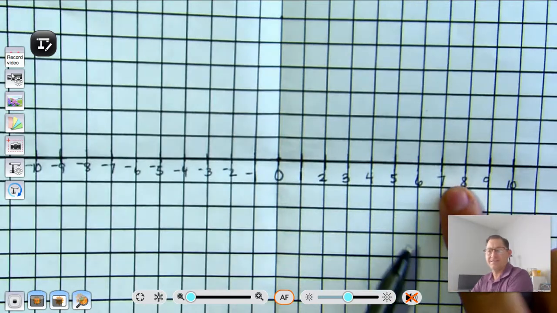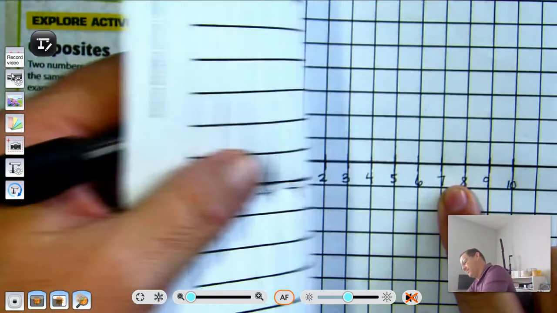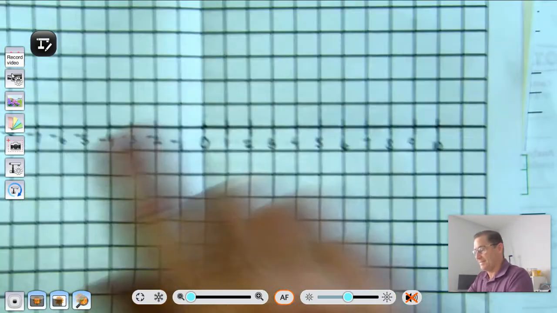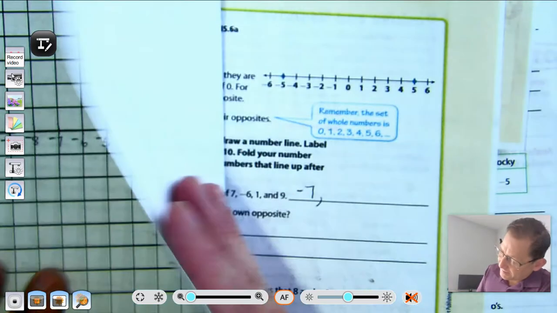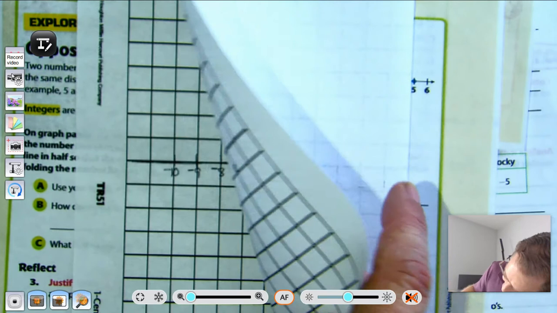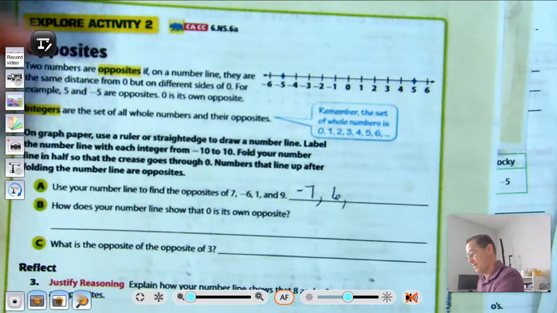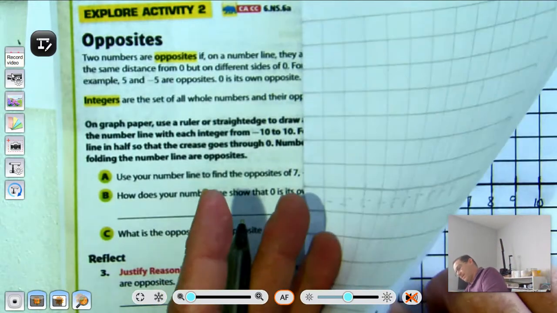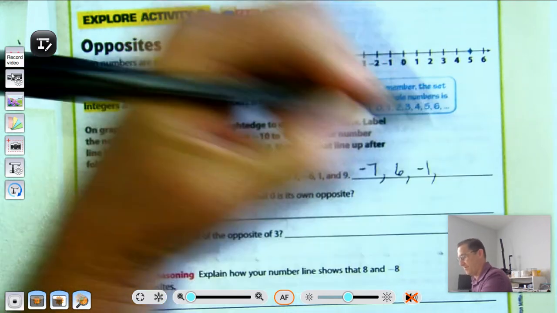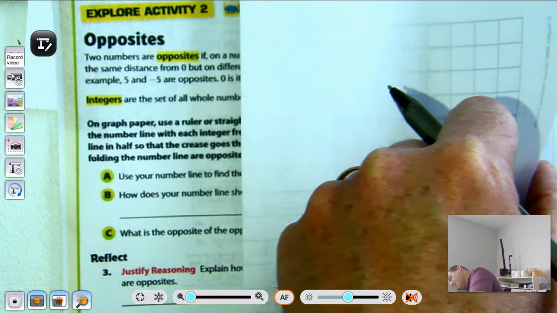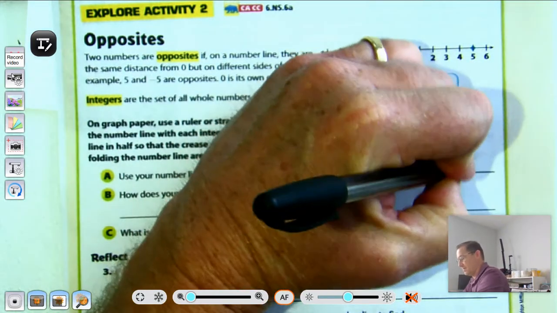All right. So if 7 is here, and I fold it over, negative 7 meets it. So negative 7. Negative 6. If I fold it this way, I see that 6 will meet it. 1, negative 1 is folded there. And 9, negative 9 would meet it.